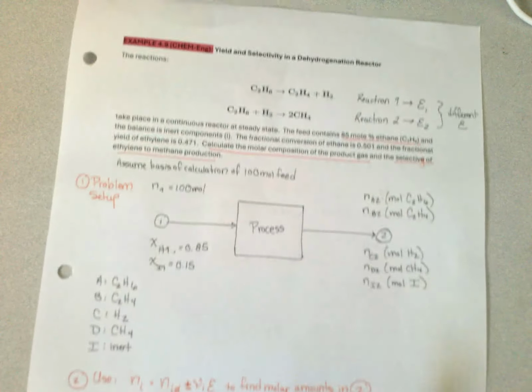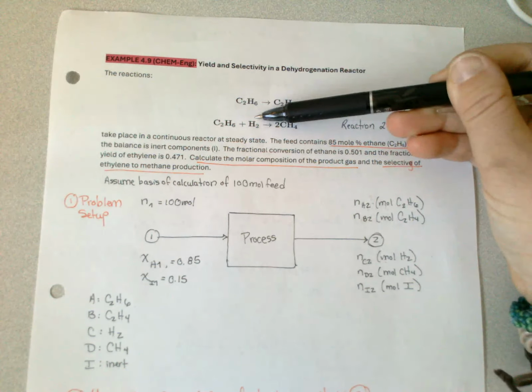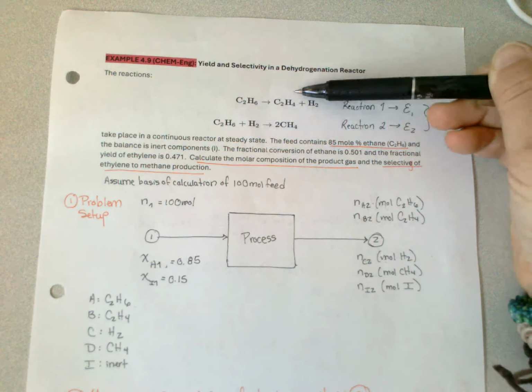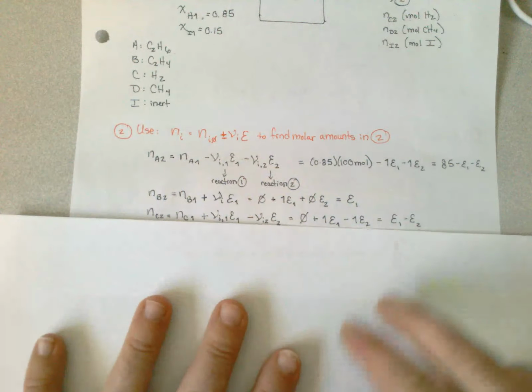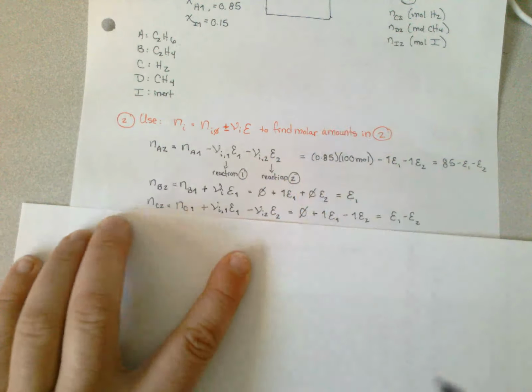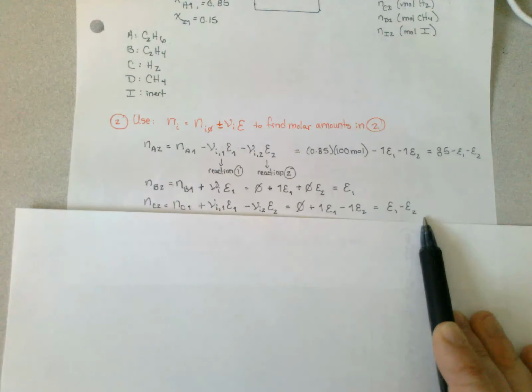So let's go back up to the equation so you can see, right? In reaction 1, it's a product. In reaction 2, it's a reactant. So the sign is different and the coefficients are different, and we have two extensive reactions. So what that's going to mean is that NC2 is equal to E1 minus E2 once we solve everything out.